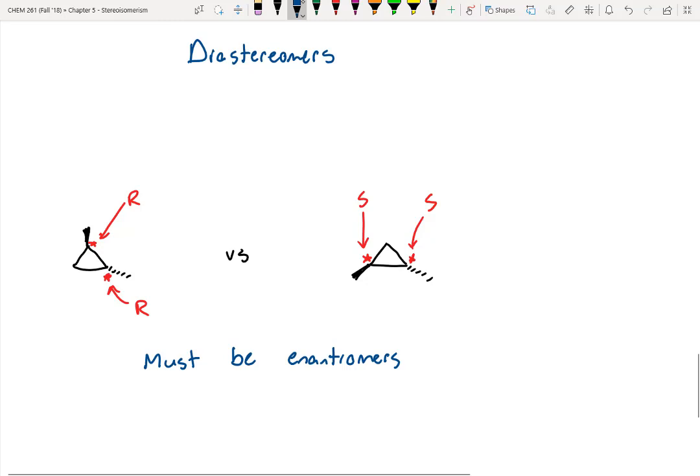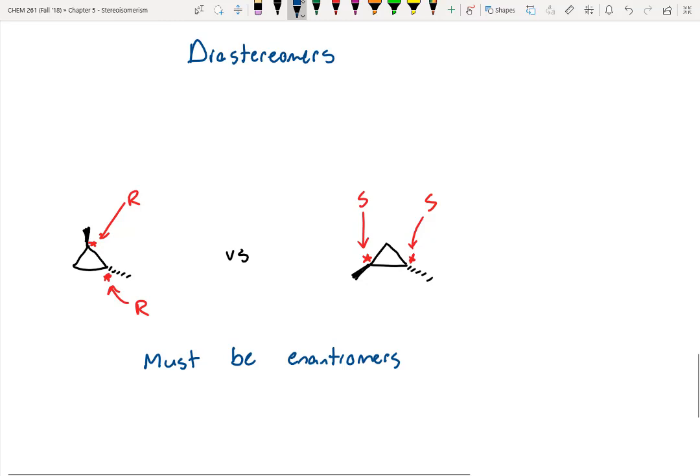My last question, are these meso compounds? No, they're not. If you remember, like I was saying, a meso compound can never be RR. It can never be SS. The stereocenters need to be reflected on the left-hand side versus the right-hand side. So these are not meso compounds. Each of them would be chiral.